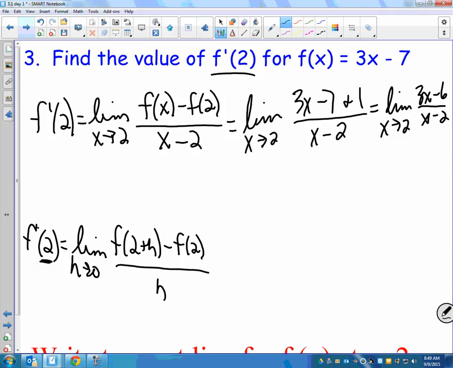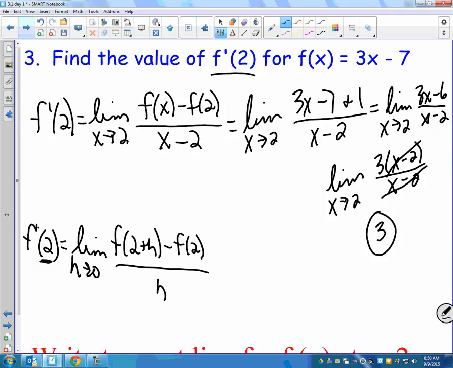How can I take the limit of that? Factor out a 3. How would I plug 2 in there? You know where to plug 2 in, right? No, it means 3 is the limit. 3 is the derivative. f prime of 2 equals 3.